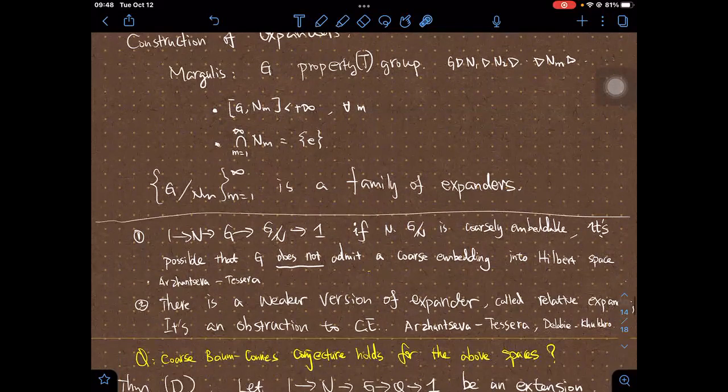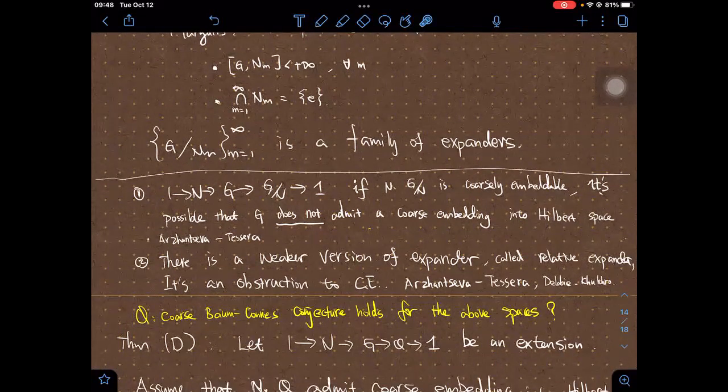Okay, so a very natural question is, we know expanders cannot be coarsely embedded into Hilbert space, but you may ask if expanders are the only obstruction to coarse embeddability into Hilbert space. So Arzhantseva and Tessera constructed a weaker version of expander, which is called a relative expander, and they found that this weaker expander does not contain an expander, yet it does not coarsely embed into Hilbert space, so it is an obstruction to coarse embeddability into Hilbert space.